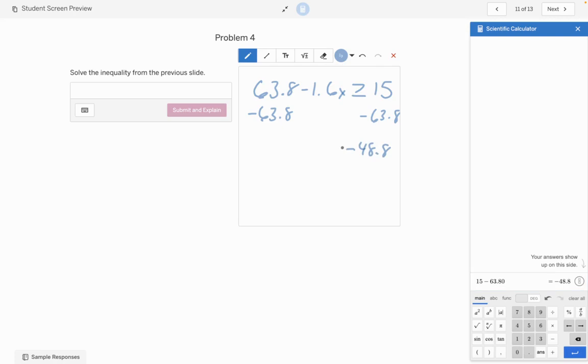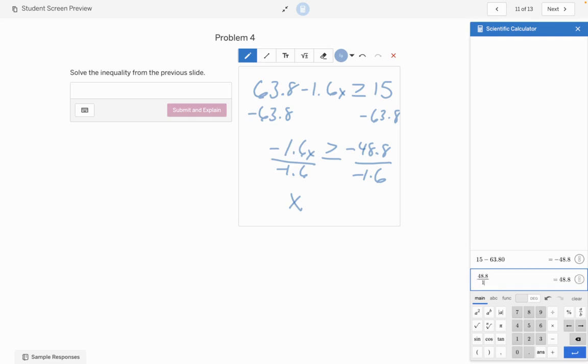And that symbol stays the same. That's going to be negative. We just end up like that. Now we're going to divide both sides by negative 1.6. That's going to leave us with x on this side. Over here, I'm going to do 48.8 divided by 1.6. Again, I can just do it as positives because these are both negatives, which means our answer is going to be positive.